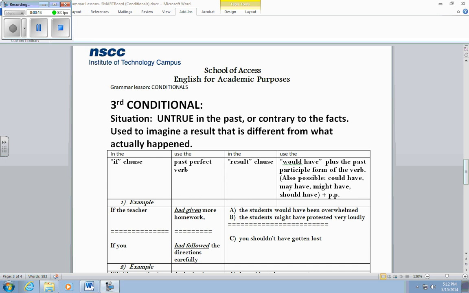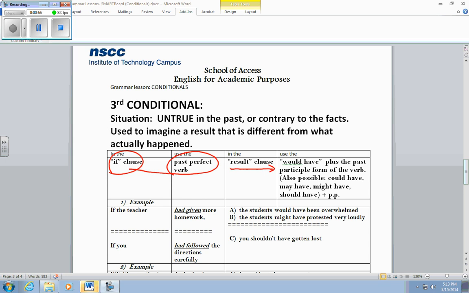In today's lesson, we're going to discuss the third conditional, which is a conditional sentence used very frequently in the English language. Like all conditionals, the third conditional has two clauses, an if clause and a result clause. In the if clause, the verb is used in past perfect tense, and in the result clause, there are several ways to finish it off.